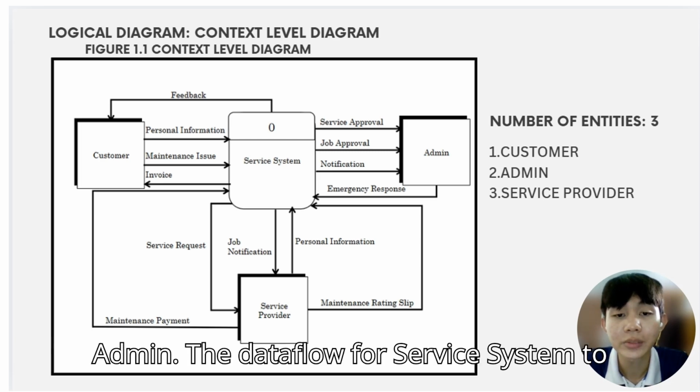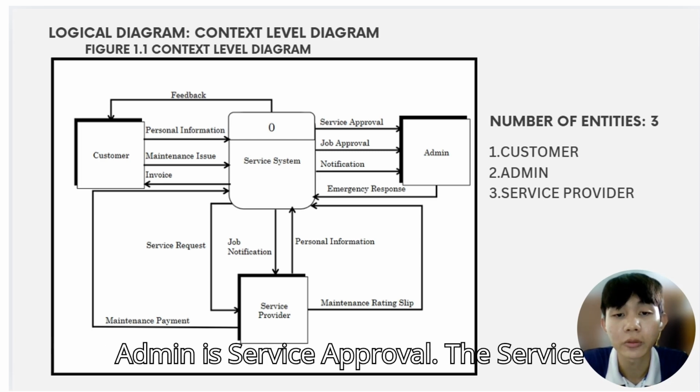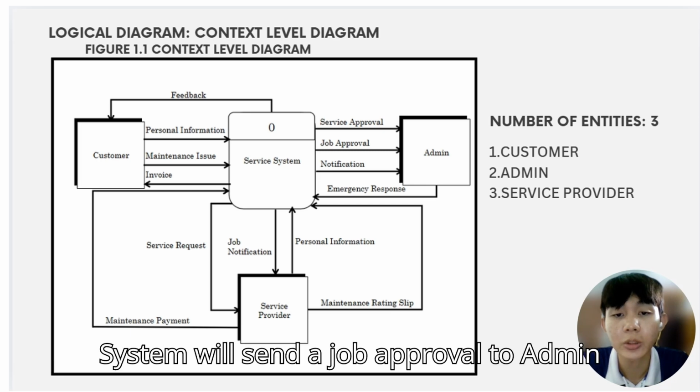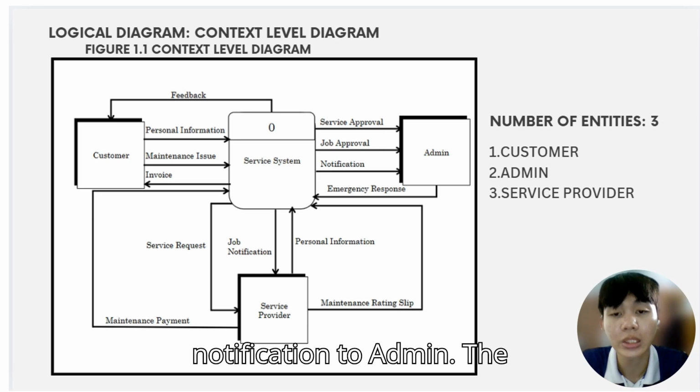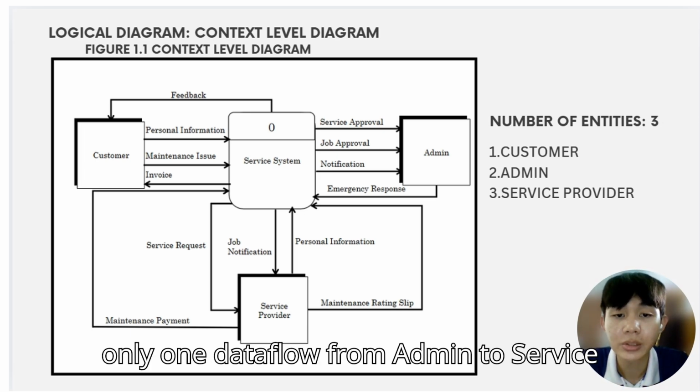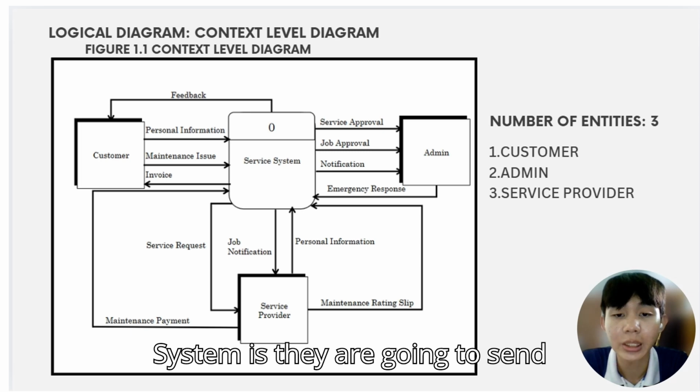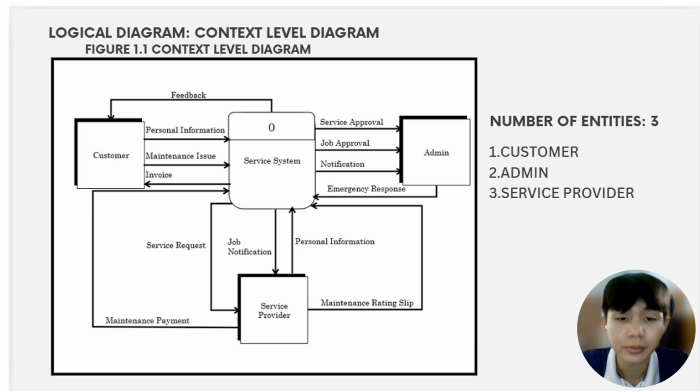Now the second part is service system to admin. The data flow for service system to admin is service approval. The service system will send a job approval to admin, and the service system will send a notification to admin. The only data flow from admin to service system is that they are going to send emergency response.